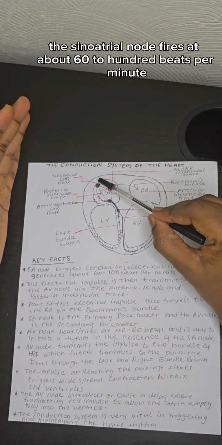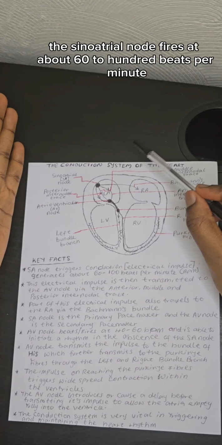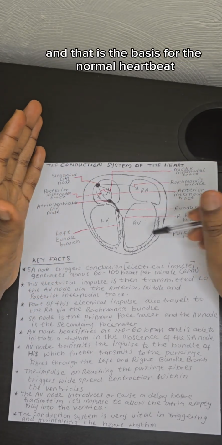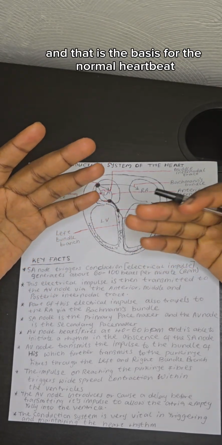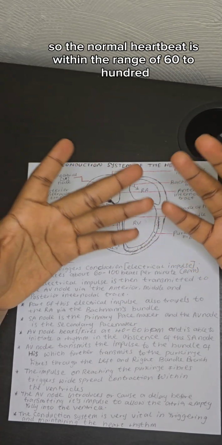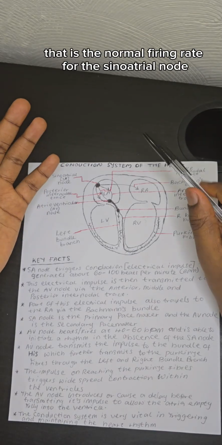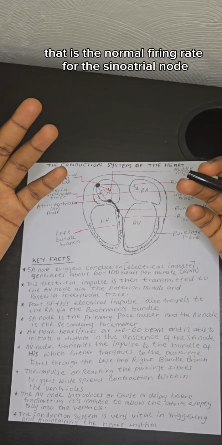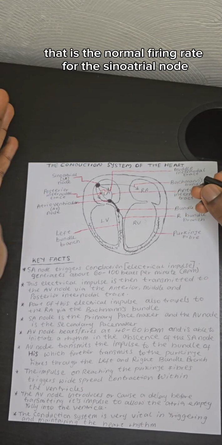The sinoatrial node fires at about 60 to 100 beats per minute, and that is the basis for the normal heartbeat. So the normal heartbeat is within the range of 60 to 100, and that is because that is the normal firing rate for the sinoatrial node.